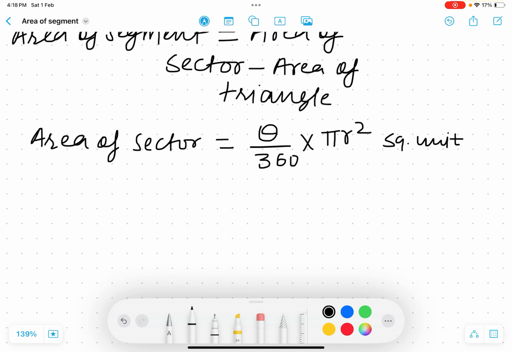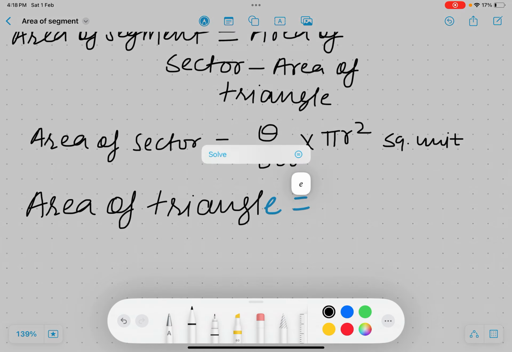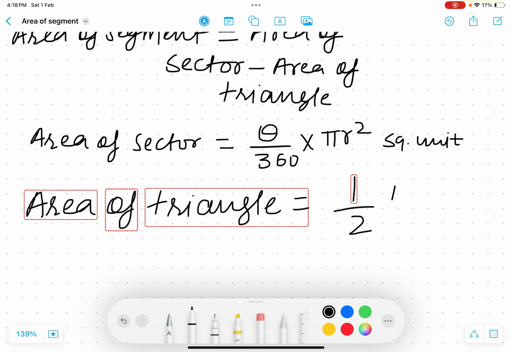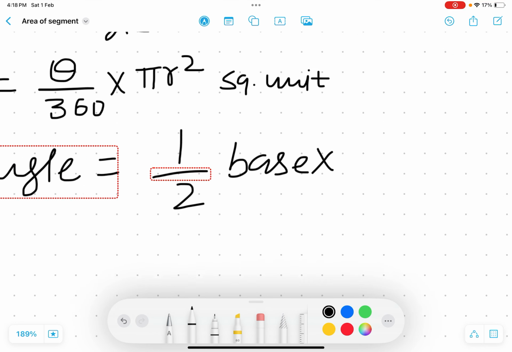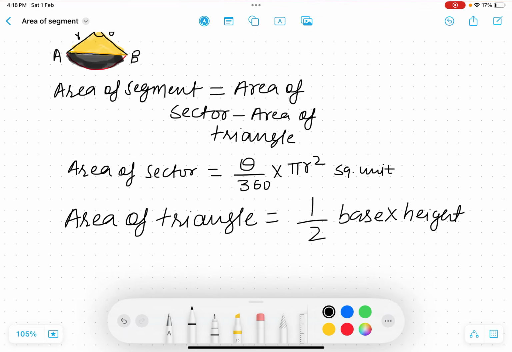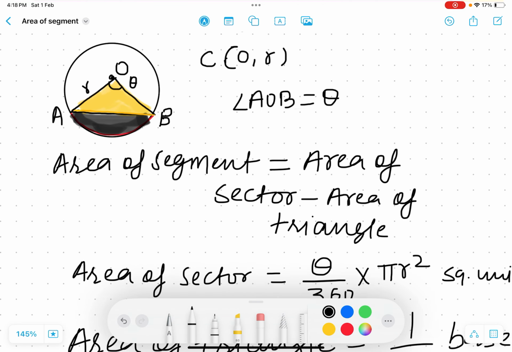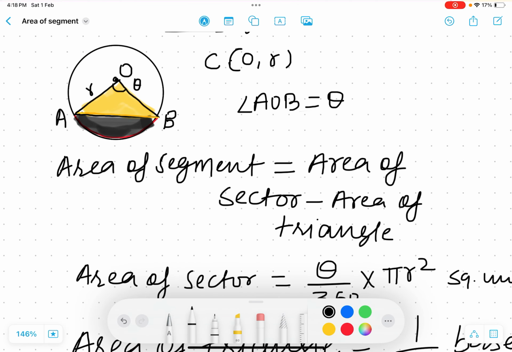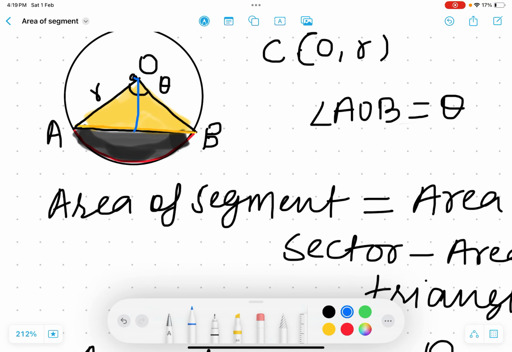Now we are going to find the area of the triangle. The basic formula is 1 by 2 into base into height. So we are going to draw one altitude of triangle AOB. What is an altitude, you know now? We'll draw one perpendicular from O, the center of the circle, to the chord AB.